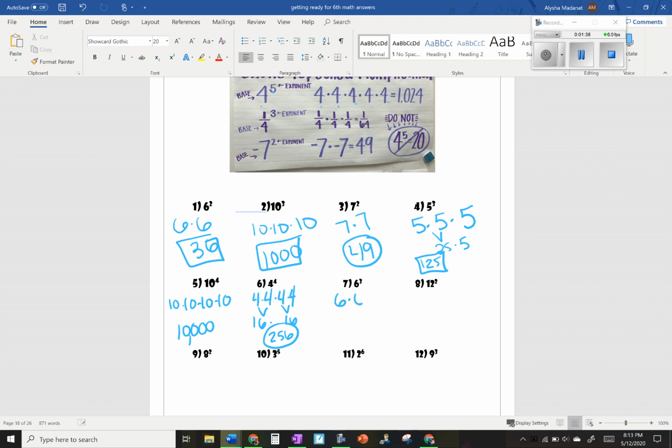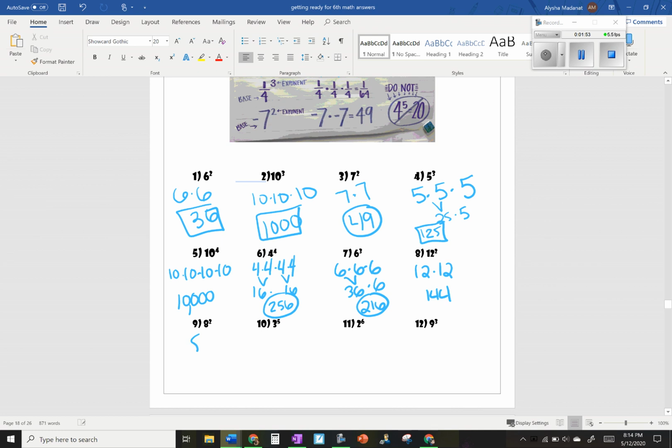6 cubed, or 6 to the 3rd power, is 6 times 6 times 6, which is 36. And then you're going to take 36 times your third 6, which would give you 216. 12 squared is going to be 12 times 12, which would give you 144. 8 squared would be 8 times 8, which would give you 64.